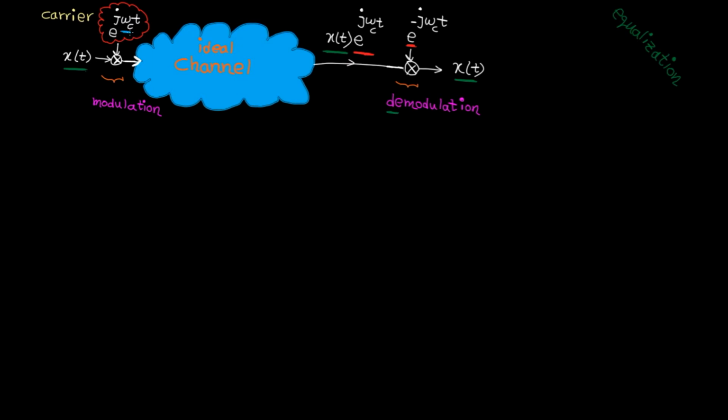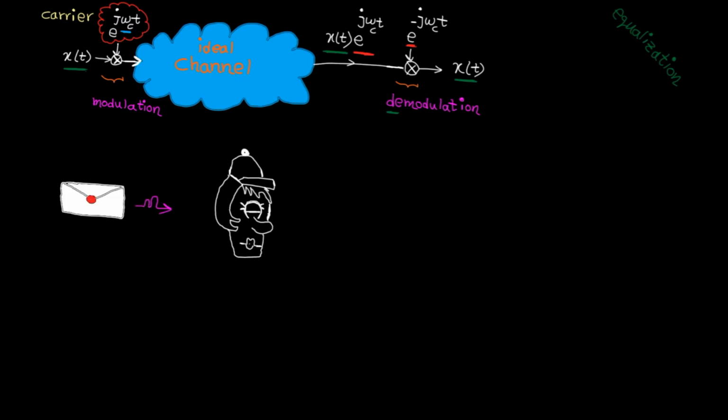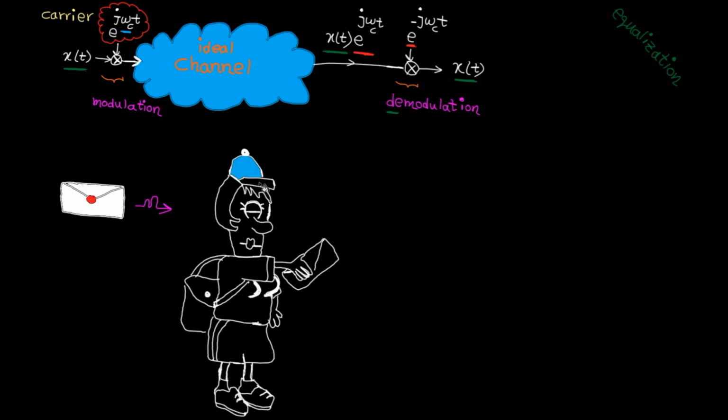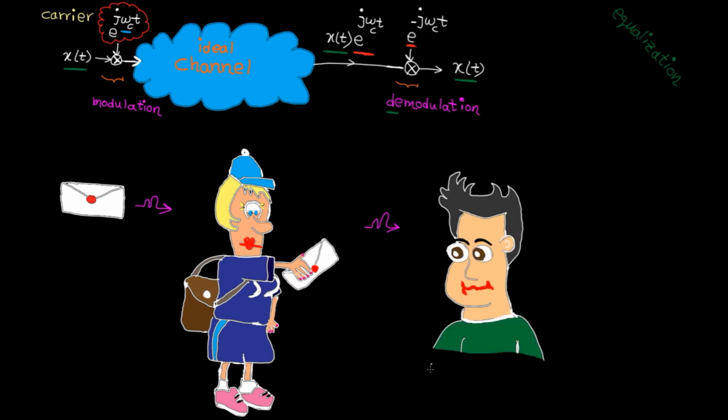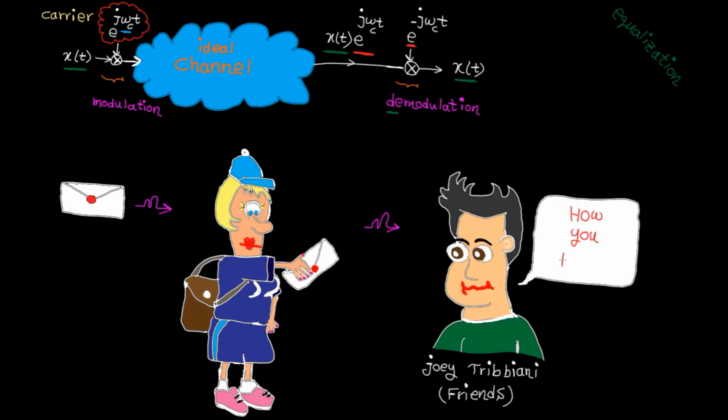And omega c is called carrier frequency, which is usually a very large number. Here is a simple explanation of the whole system. We have a message that we want to send from one point to another. We give that message to a carrier whose job is to carry the message from the transmitter to the receiver. At the receiver side, we are just interested in the message, not the carrier.